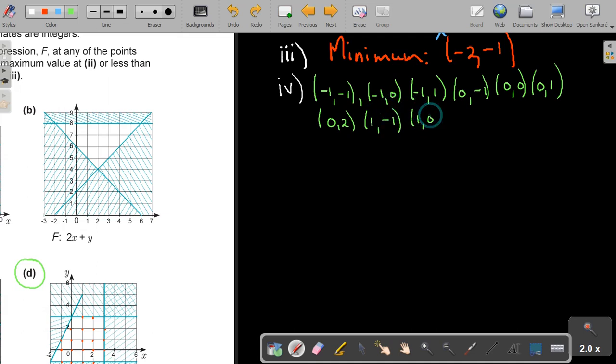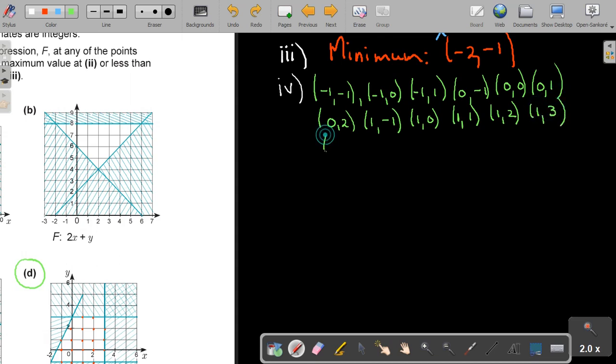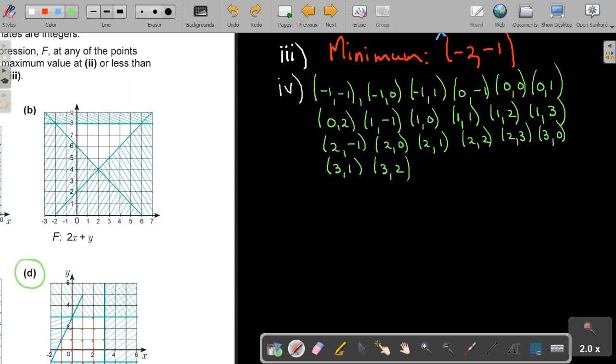and it's 1 and 0, and it's 1 and 1, and it's 1 and 2, and it's 1 and 3, and it is 2 and -1, and it's 2 and 0, and it's 2 and 1, and it's 2 and 2, and it's 2 and 3, and it's 3 and 0, and it's 3 and 1, and it's 3 and 2. And there is all the different points.